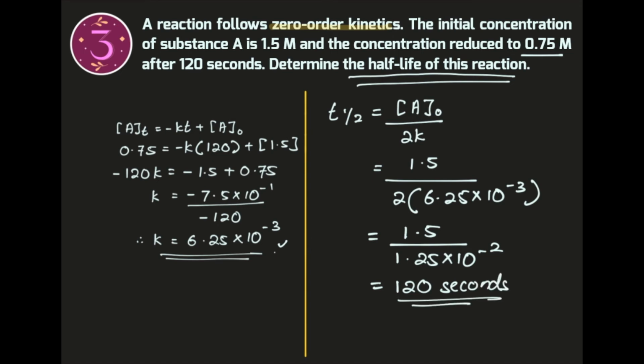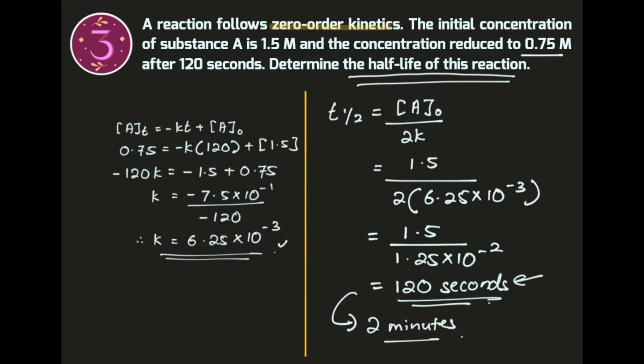Right. So what you need to do is that you need to convert this seconds into minutes. So 1 minute is 60 seconds. So you should be able to know that 120 seconds is equivalent to 2 minutes.